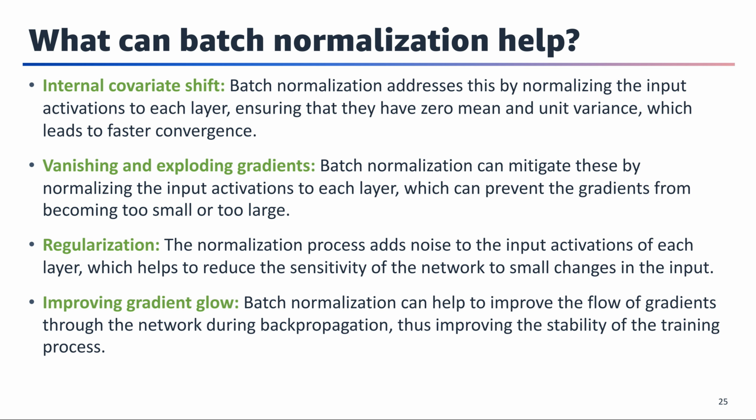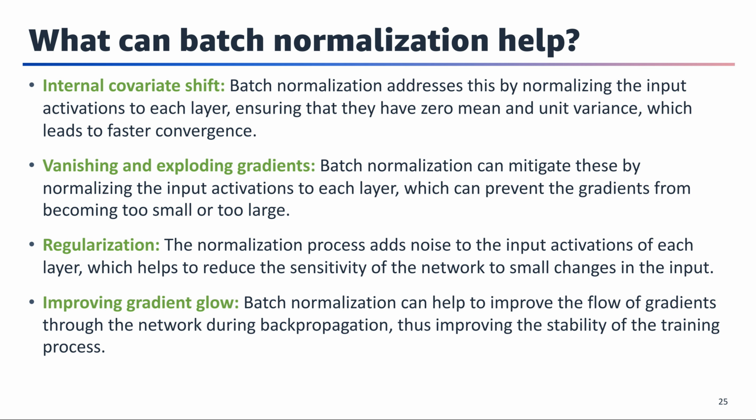Batch normalization offers several benefits for training deep neural networks. It helps address the internal covariate shift issue by normalizing the input activations to each layer, ensuring they have zero mean and unit variance. This leads to faster convergence during training.